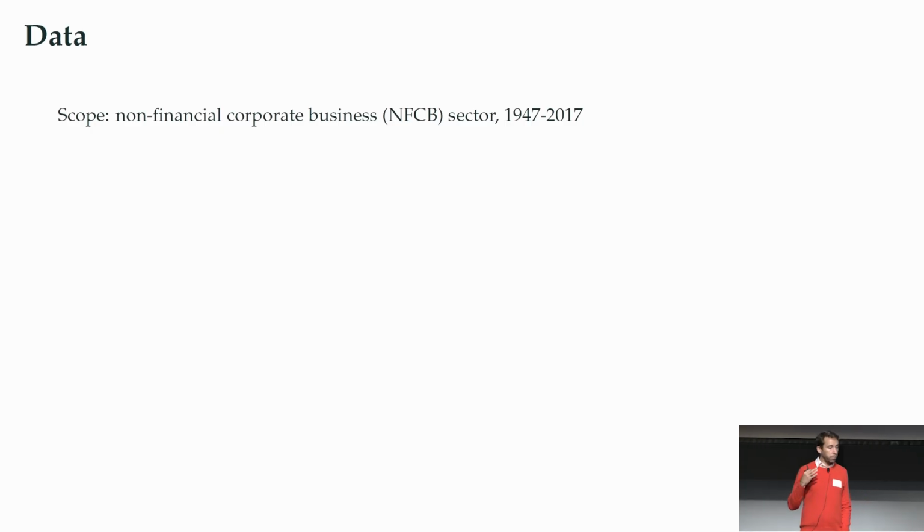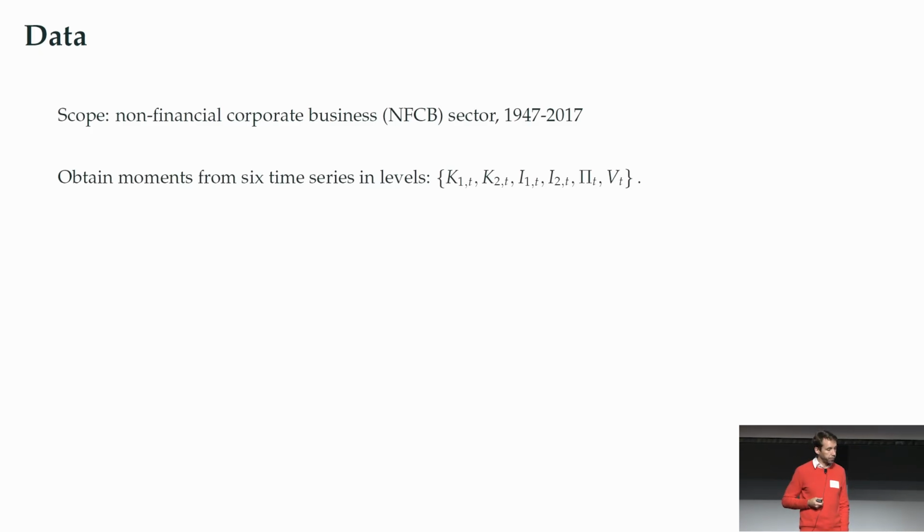I'm going to start from national accounts data. This is going to be not quite every firm in the economy, but non-financial corporate businesses. And I'm going to have data from the 1950s to 2017. From this data, I'm going to have a 6-time series in levels from which I can compute the moments that I described in the slide before.